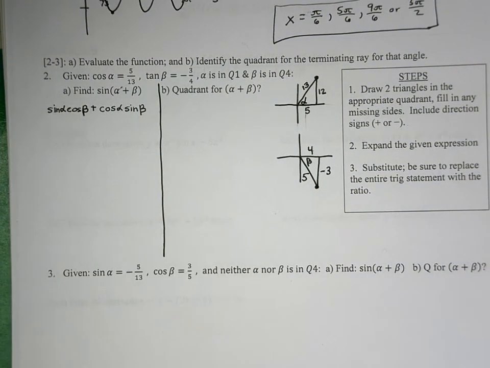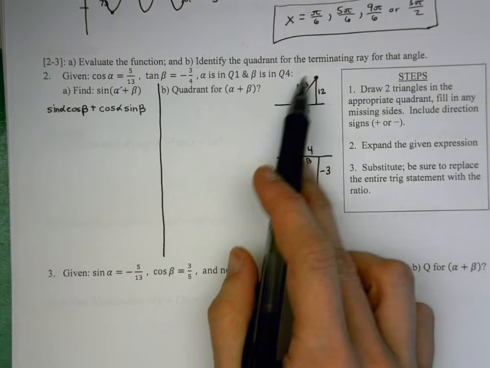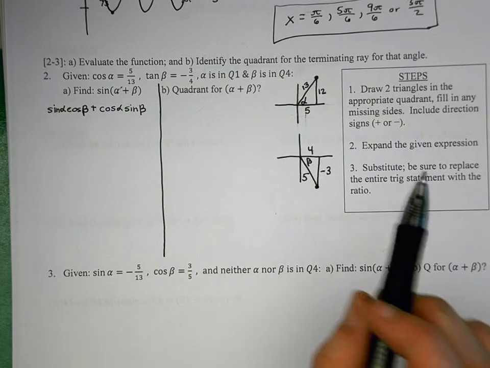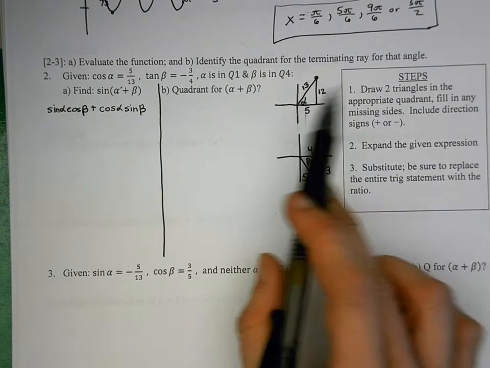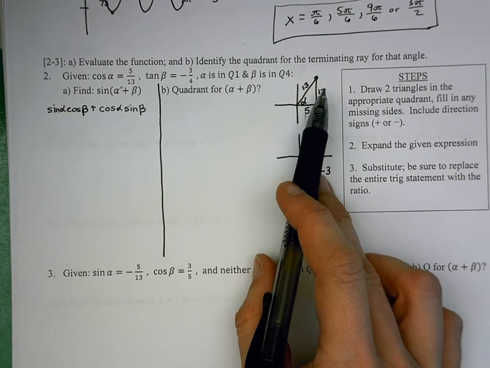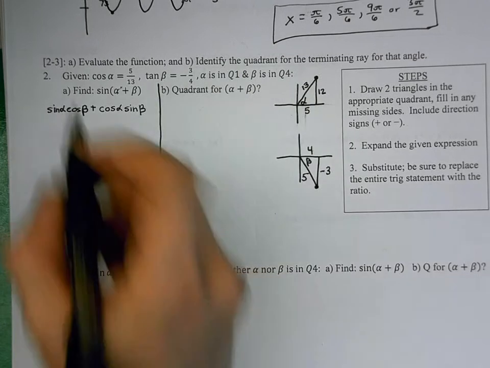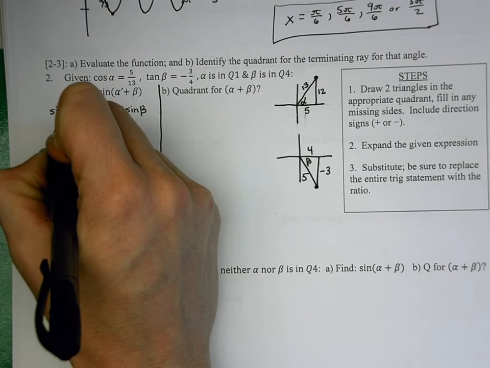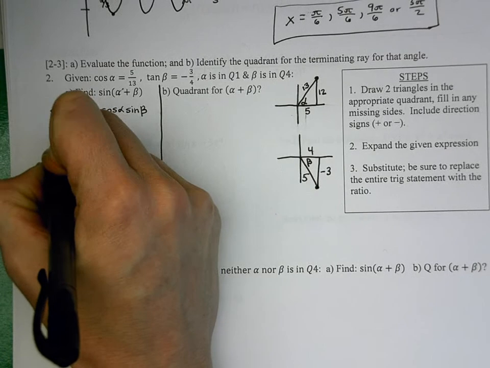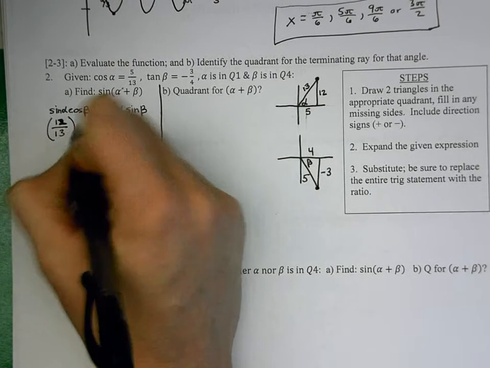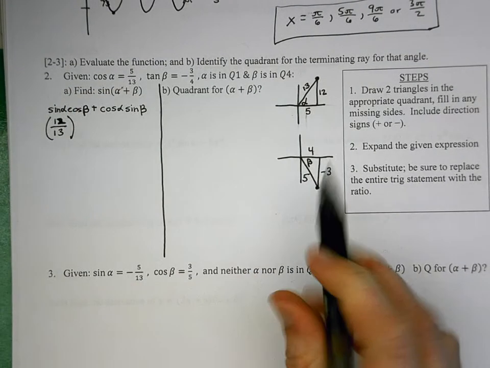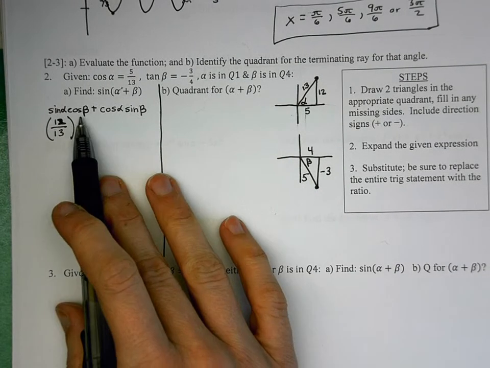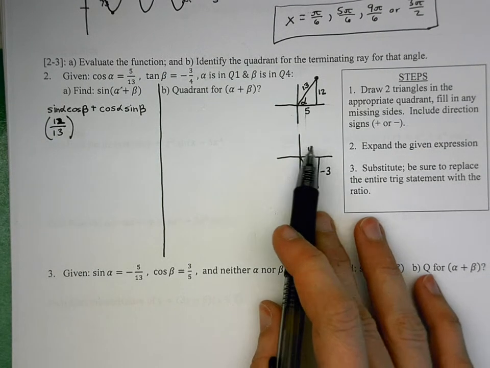Because sine alpha, I know. They didn't give me sine alpha, but I have the alpha triangle, which is in the first quadrant. Everything's positive in the first quadrant. And sine alpha, opposite over hypotenuse, would be 12 over 13. Oops, 12. That should be a 12 there, sorry. 12 over 13. Cosine beta. They didn't give me cosine beta, but I've got beta's triangle. It's in the fourth quadrant, so cosine will be positive. Adjacent over hypotenuse would be 4 over 5.